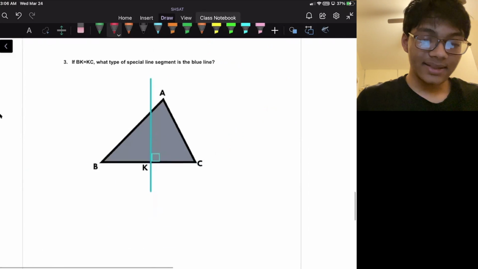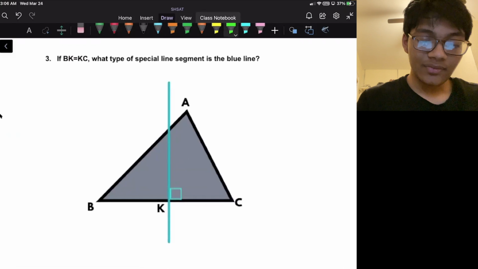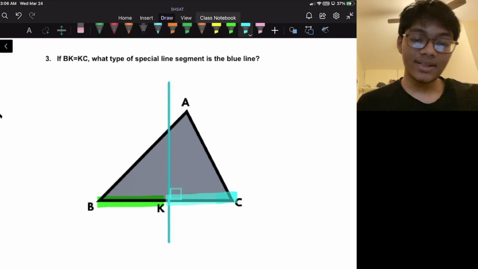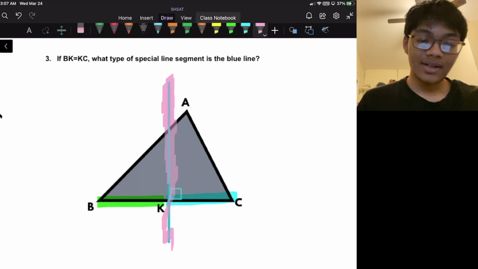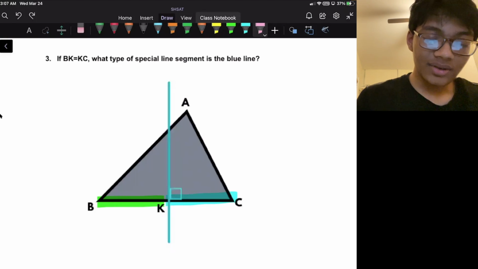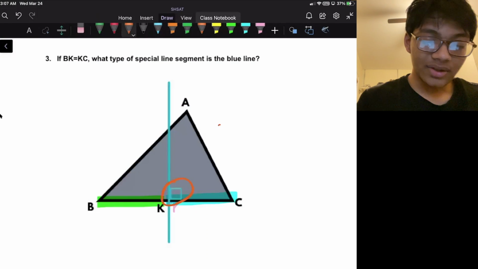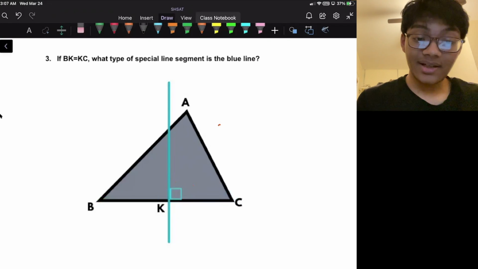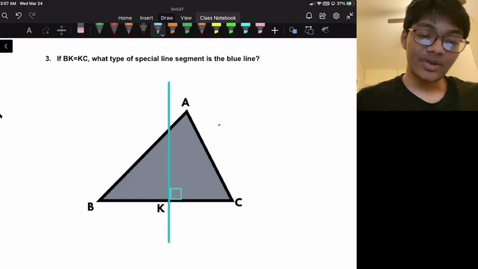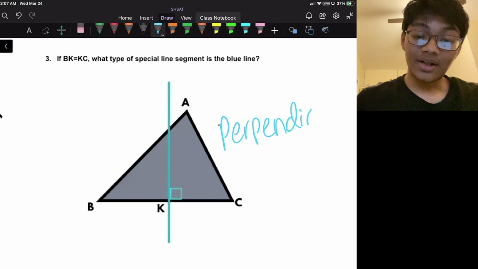Next one up is this one, number 3. If BK, which is this, is equal to KC, which is this, what type of line segment is this special blue line? Well, check out what we have here. Not only do we have a right angle, but we also have this part of the triangle chopped in half. So think about it. A right angle, a side of the triangle chopped in half, we're talking about a double whammy, aka a perpendicular bisector. Not only does it meet the side at a right angle, it also chops the side in half. So it's going to be a perpendicular bisector.